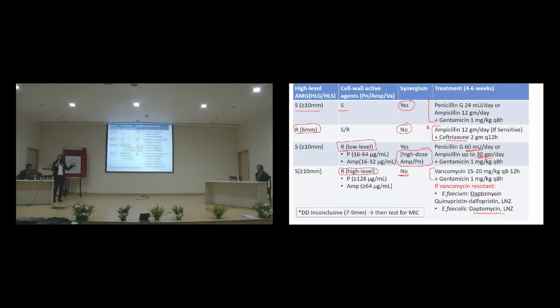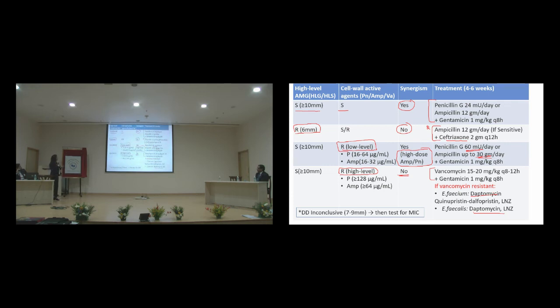Should I explain this again? Is this first one clear? If high level aminoglycoside is sensitive, cell wall acting agent is sensitive, synergism will work. That time drug of choice will be one of the cell wall acting agent with aminoglycoside. Yes? Second one, if your high level aminoglycoside is resistant, the synergism will not work. So that time the choice will be cell wall acting agent plus ceftriaxone. This is one indication where ceftriaxone is used for treatment of enterococcal infections.